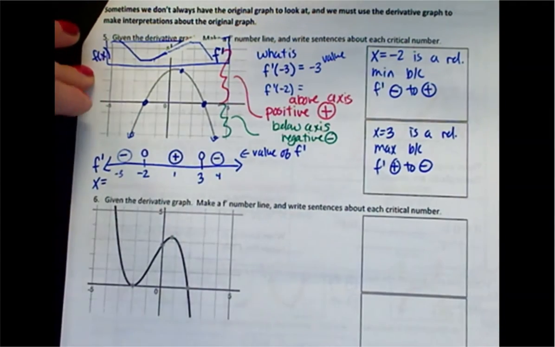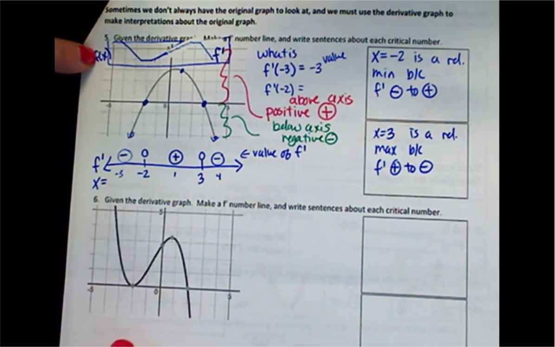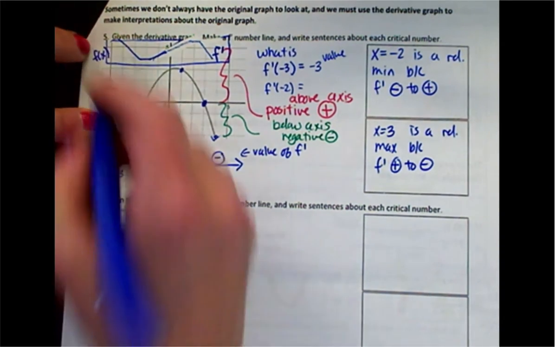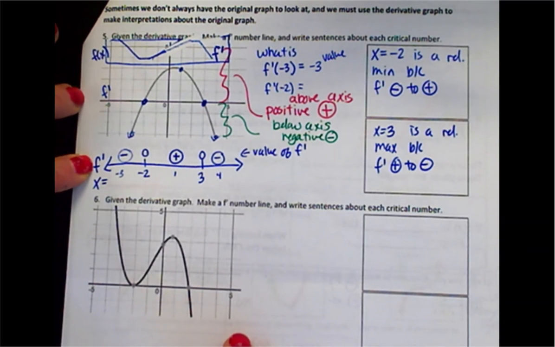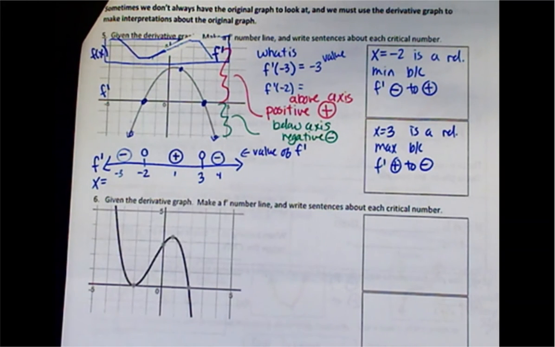Notice that I'm labeling everything that I'm drawing. This is f of x. This is the f prime graph. This is the f prime number line. You have original, derivative, second derivative. You have to label what you're looking at. Okay? Go ahead. Let's try number 6.